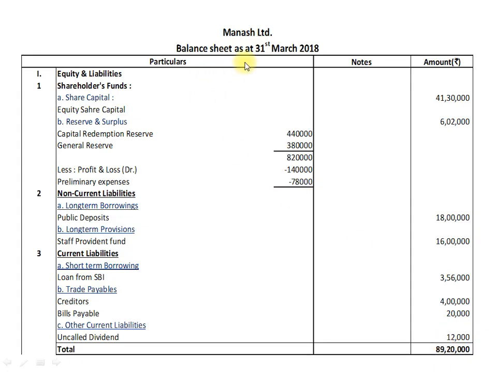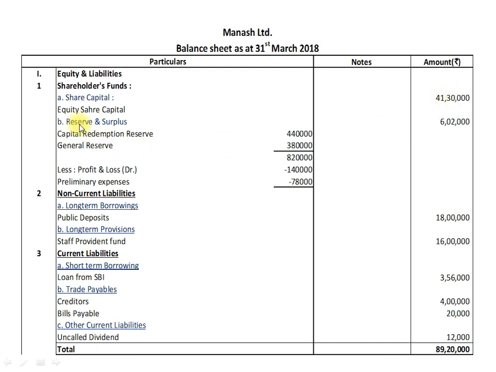Balance sheet as on 31st March 2018. The first part of balance sheet is equity and liabilities. Under equity and liabilities, the first item is shareholders fund. Under shareholders fund, first subhead A, share capital, and we have equity share capital of rupees 41,30,000.